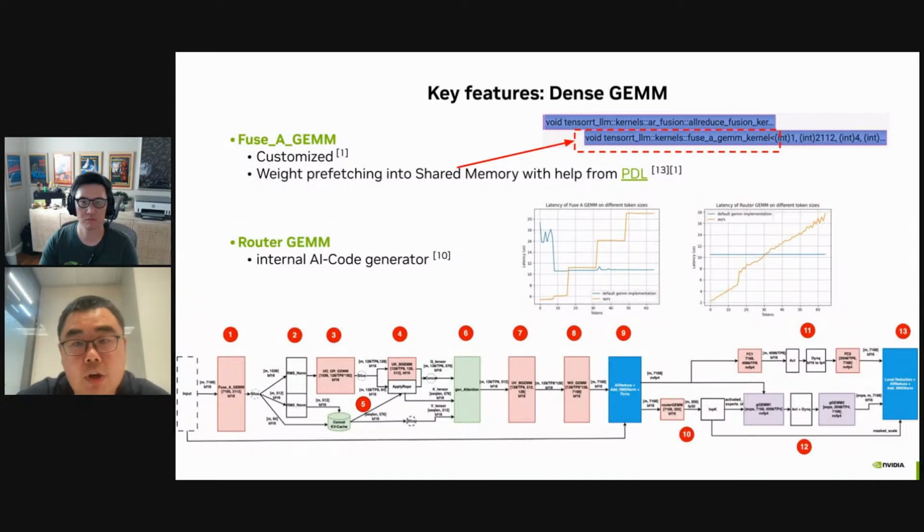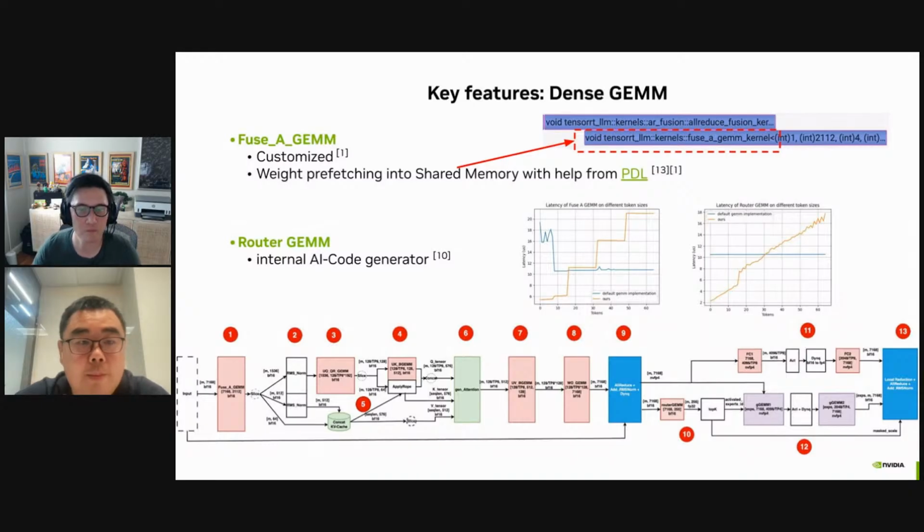And once the AllReduce kernel is done, it will tell the Fuse A GEMM to load the weight from shared memory and load activation from L2. And we can speed up the memory loading by this method.